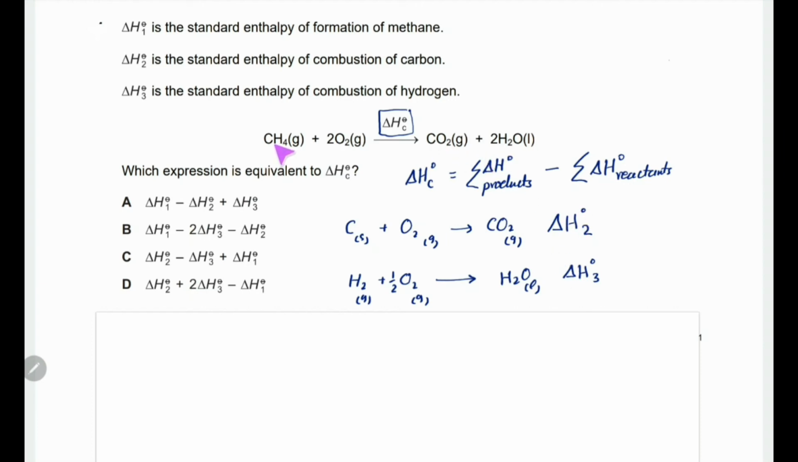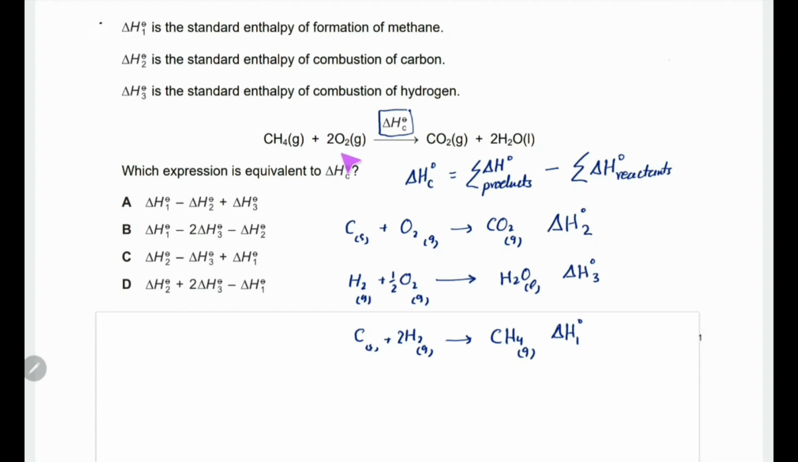Now coming towards the reactants. Methane, the standard enthalpy of formation of methane, that is delta H naught 1. Methane is formed by burning solid carbon with hydrogen gas, giving us methane gas. So we will put 2 here to balance the equation. Remember, 1 mole of the compound will be formed. So to get 1 mole of the compound, carbon is 1 mole from the start, and hydrogen should be balanced as 2. This enthalpy of formation for methane is delta H naught 1.